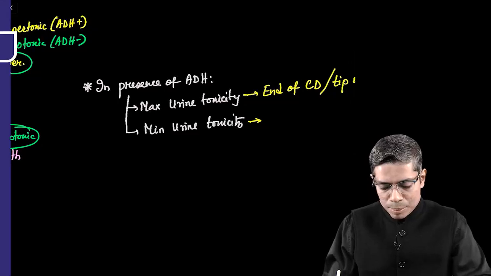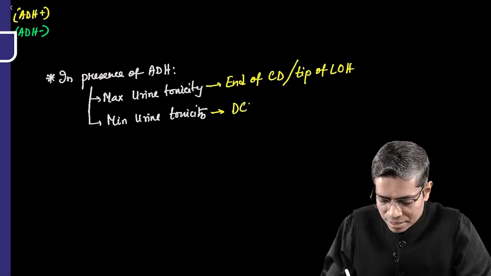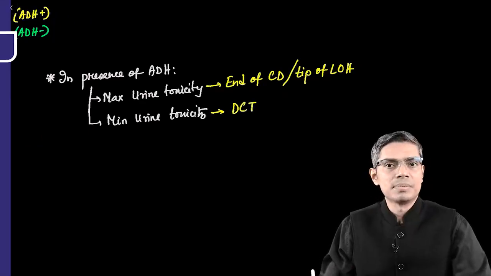So that's why the minimum tonicity of the urine will be present in which segment of the nephron? That is the DCT, distal convoluted tubules.